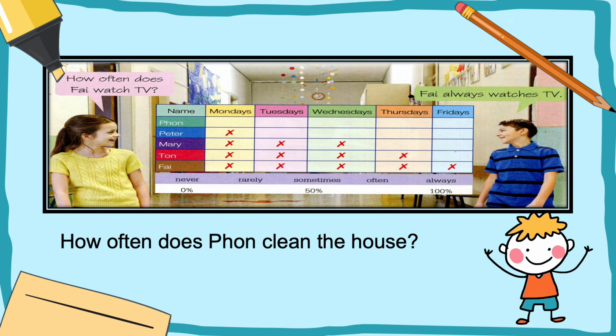Okay, now look at this activity. Observe the picture. We have Ton, Peter, Mary, John, and Vi. How often does Ton clean the house? As you can see, Ton doesn't have any marks, meaning Ton never cleans the house.